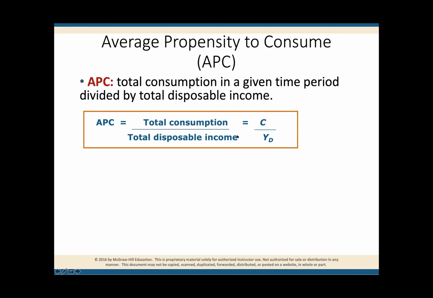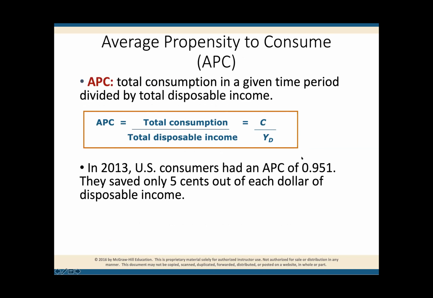So on the average, again, what is the average? It's the total consumption divided by your total income. On the average, Americans spend about 95 cents out of every dollar they receive, which means that on the average, Americans only save 5 cents out of every dollar. We have a very high average propensity to consume, right?